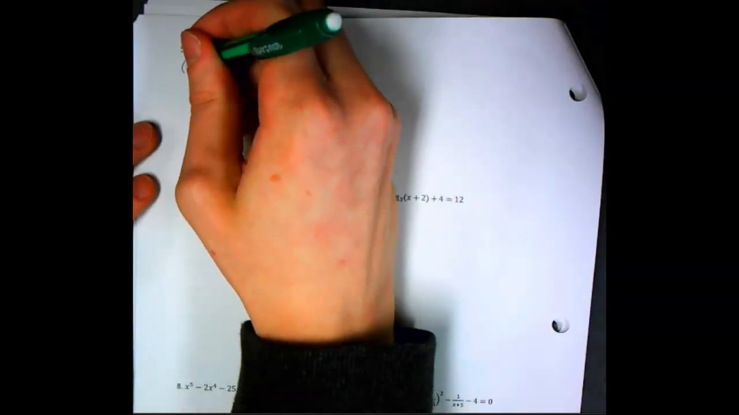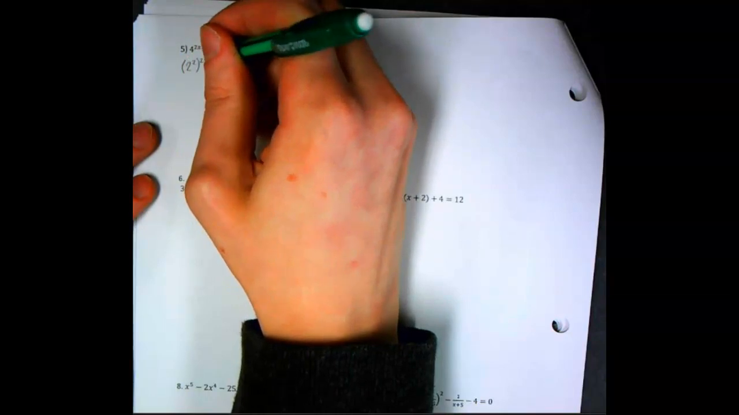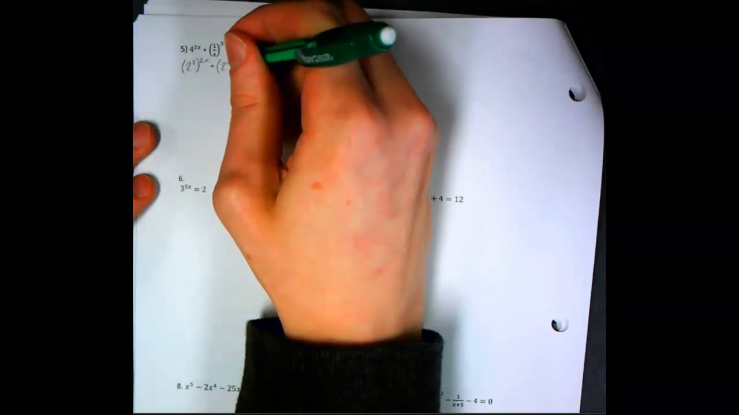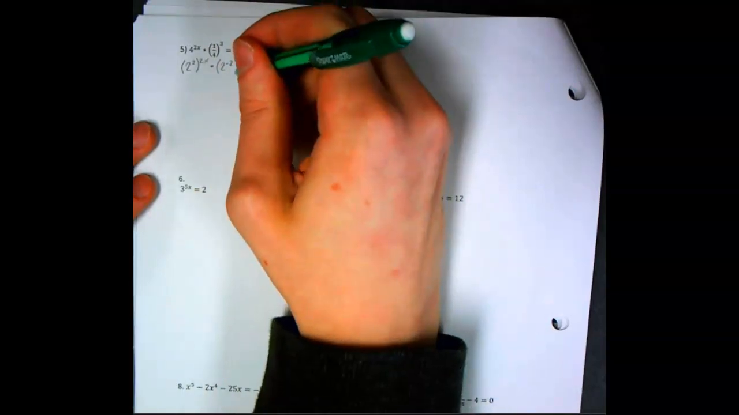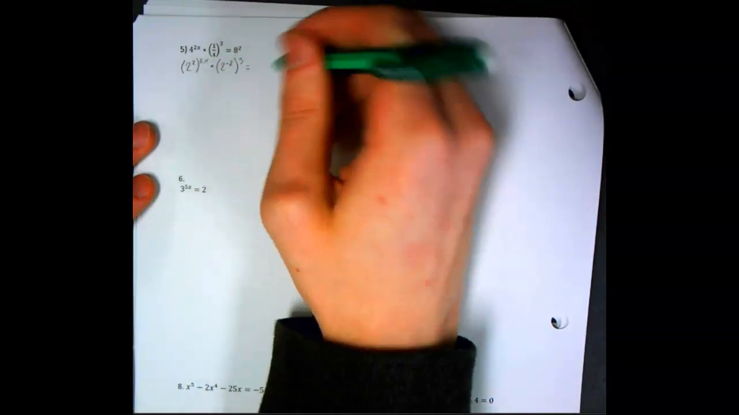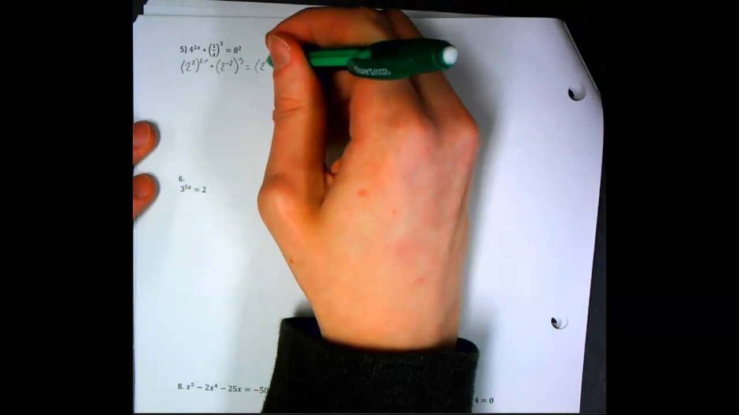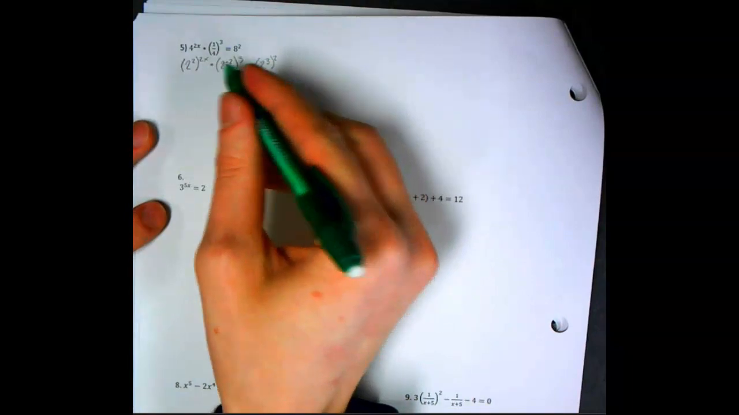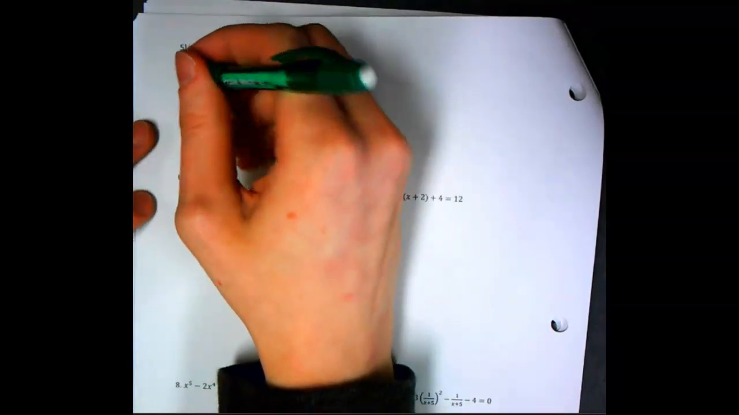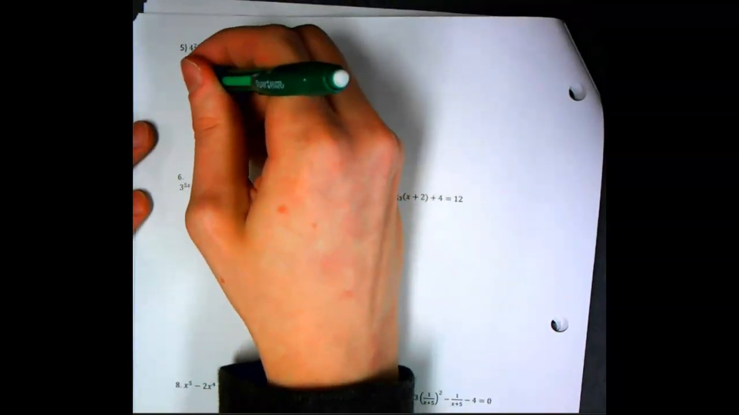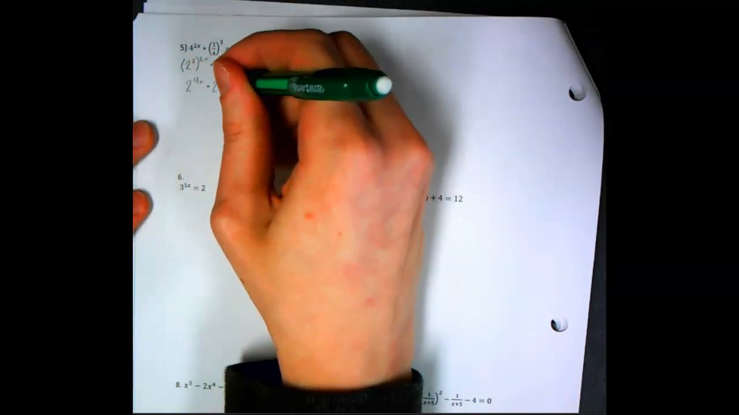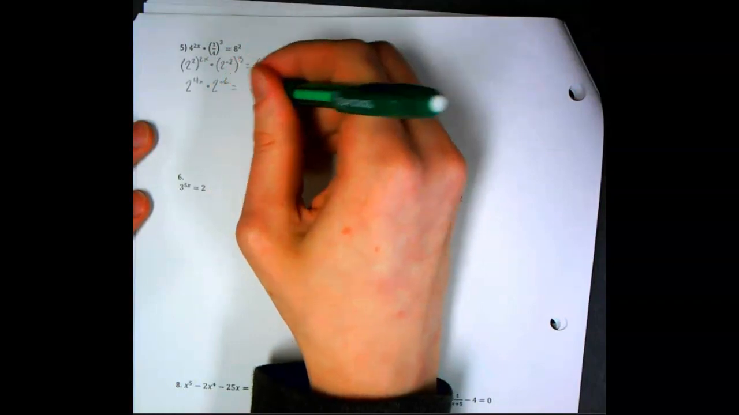So we'll say 2 squared to the 2x times 2 to the negative 2 to the third equals 2 to the third to the second. Again, we'll multiply because we are doing the power rule. So we'll have 2 to the 4x times 2 to the negative 6 equals 2 to the 6th.